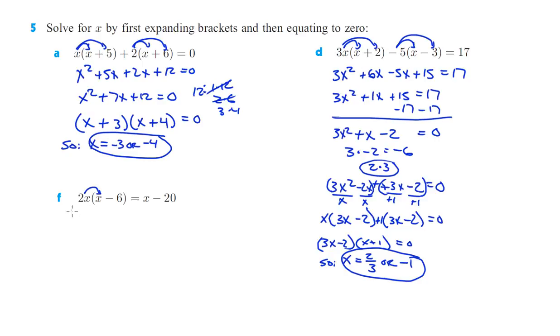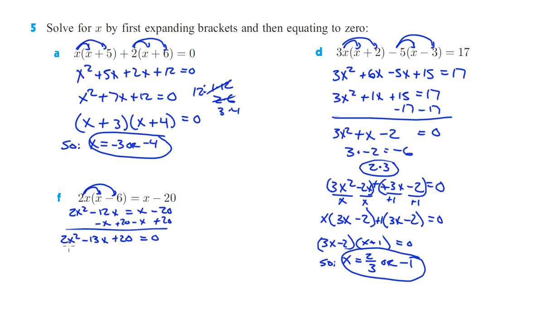2x times x is 2x squared. 2x times negative 6 is negative 12x, equals x minus 20. Let's move the x and negative 20 to the other side. So let's subtract x and add 20. And that gives us 2x squared minus 13x plus 20, all right, equals 0.